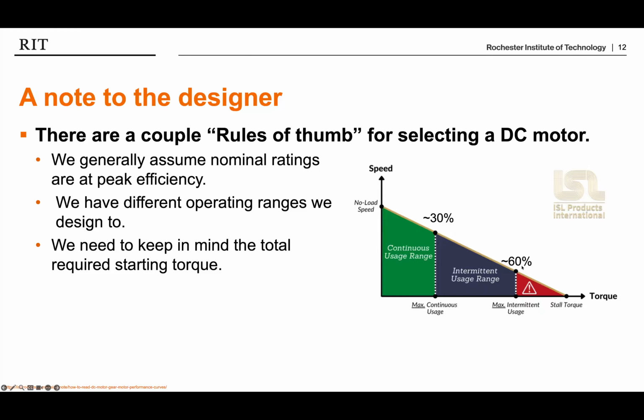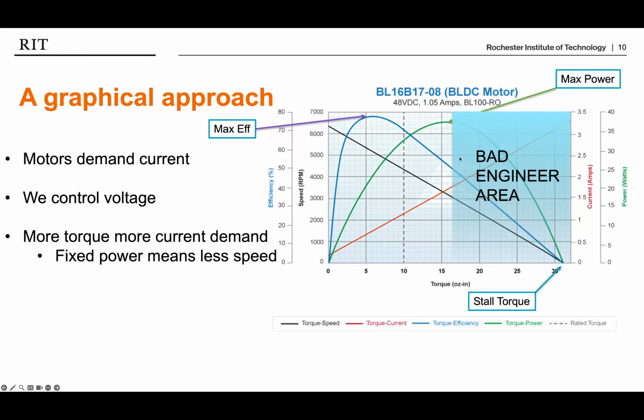And this, we're normally okay with having this intermittent usage enter this region of 30% of our stall torque to 60% of our stall torque. And again, take a moment and think about where this lands on our performance plot. And yes, for sure, that lines up around our max power point.